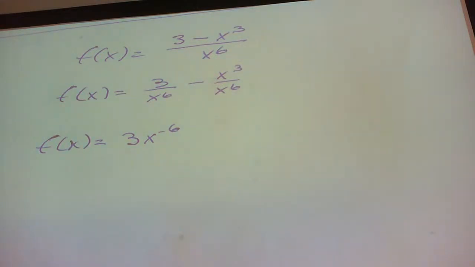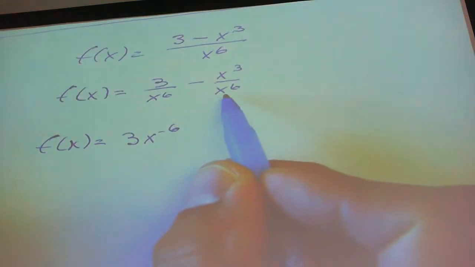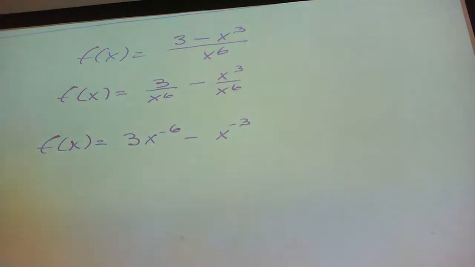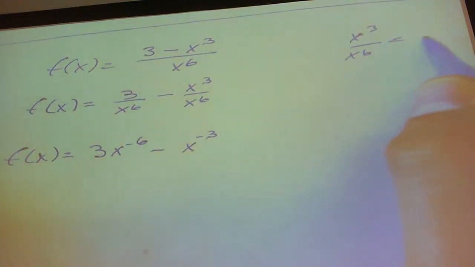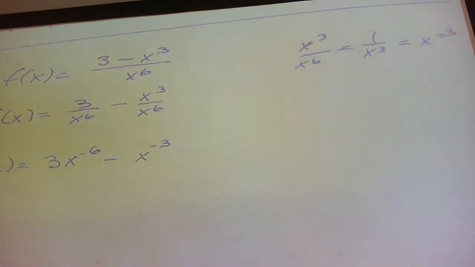Does that look like something I can take the derivative of pretty easily? And x to the 3rd over x to the 6th, that becomes what? X to the negative 3. Okay? Again, this is algebra. This could be looked at as 1 over x to the third, which is x to the -3. That's the problem we're going to have. It's not the calculus. It's algebra, algebra, algebra.